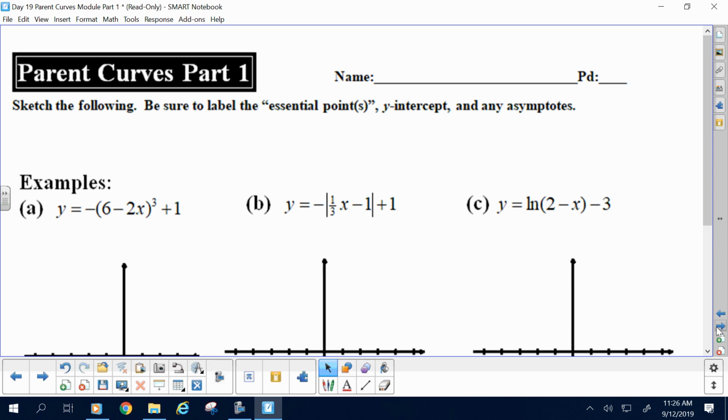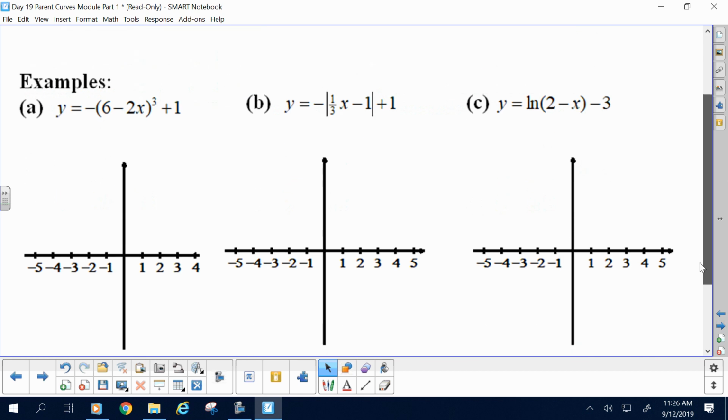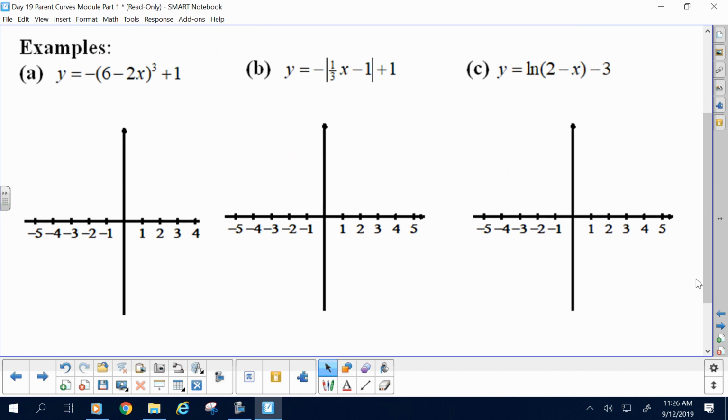All right, now then, let's get some killing done here in a good way. We're going to do examples A, B, and C together, and then you're going to do one and we'll check it together. All right, so here's the deal. On A, what do you got? What are you going to do first?